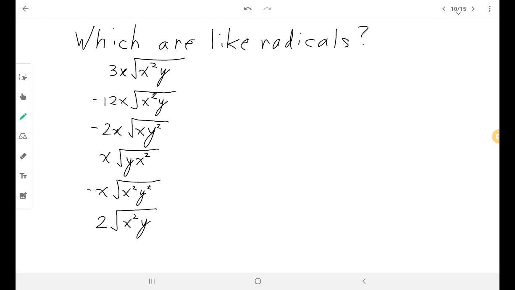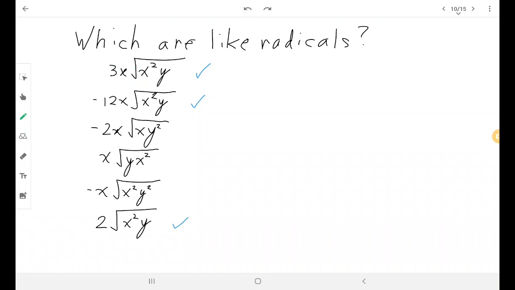So I'm going to put a check next to one, and the idea is the part inside the radical, inside the root, has to be exactly the same, except that we have to remember that maybe multiplication can be done in any order. See how this one and this one, the insides are exactly the same, and in fact that one, the insides are exactly the same. So those three, I can say, are exactly the same. You can completely ignore the stuff out here in front. That does not matter when we're looking for like radicals.